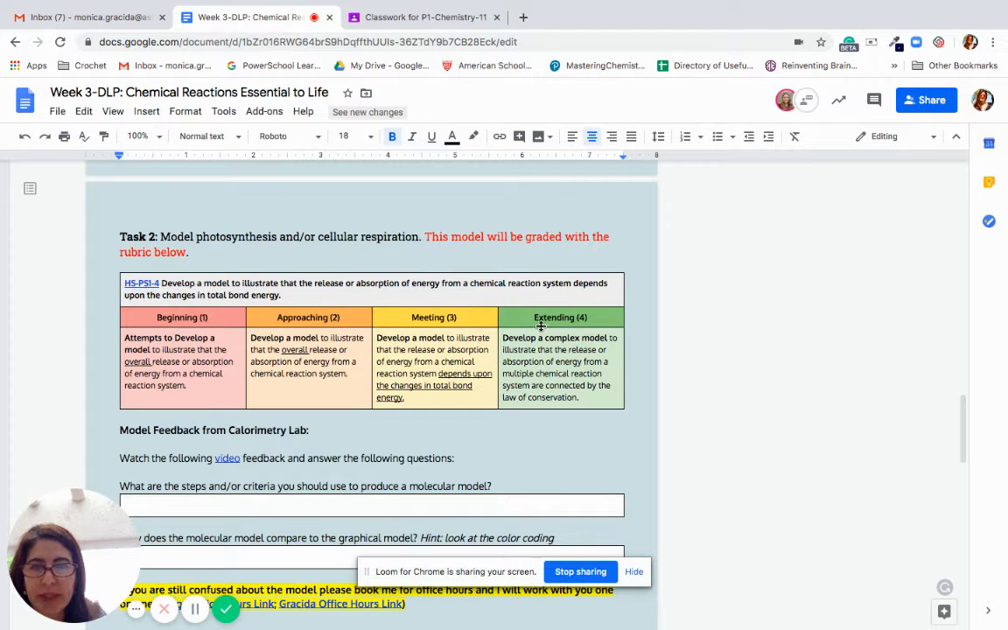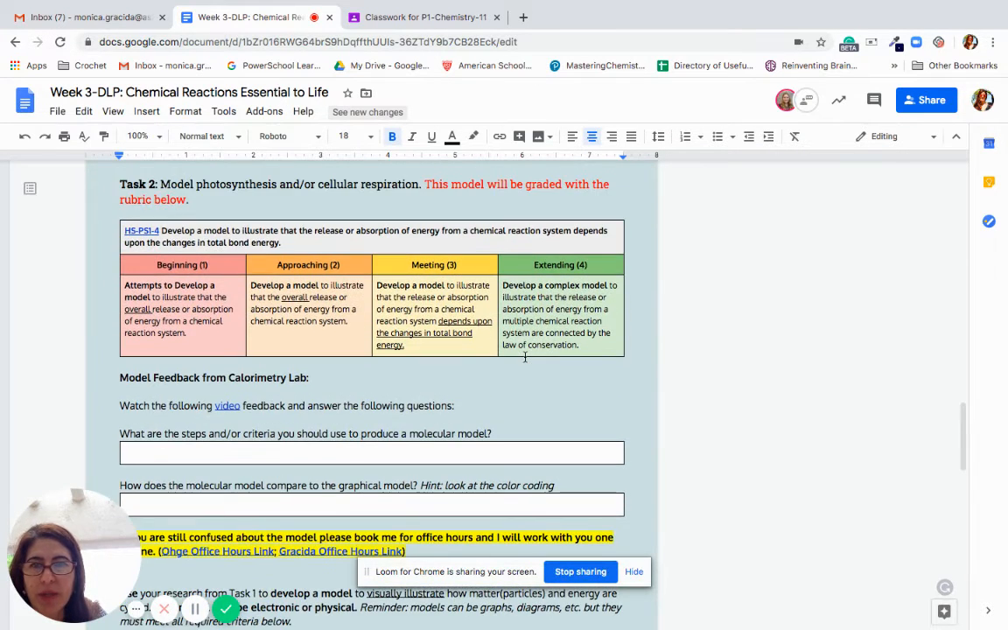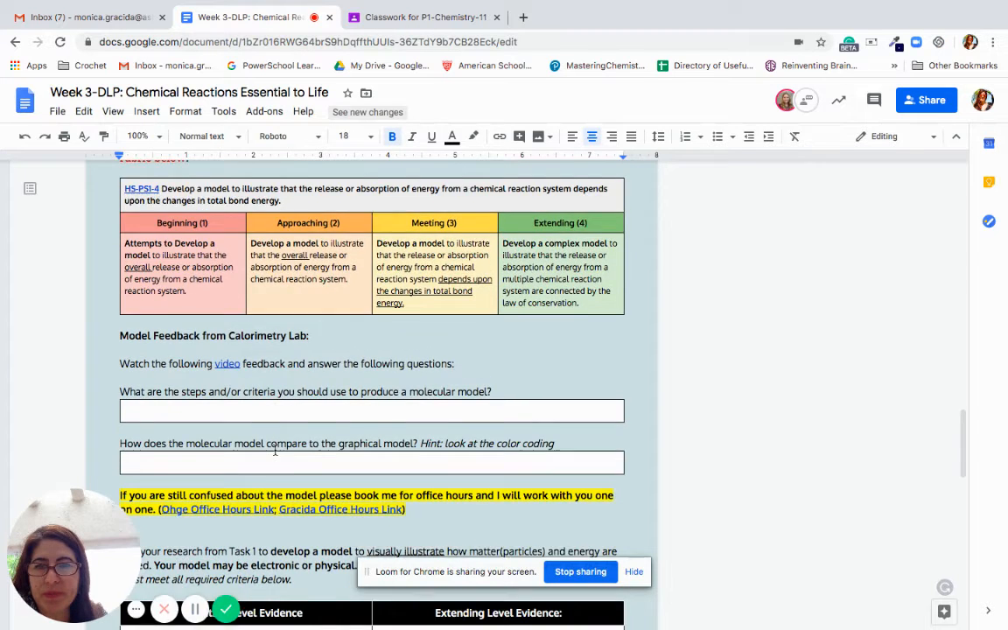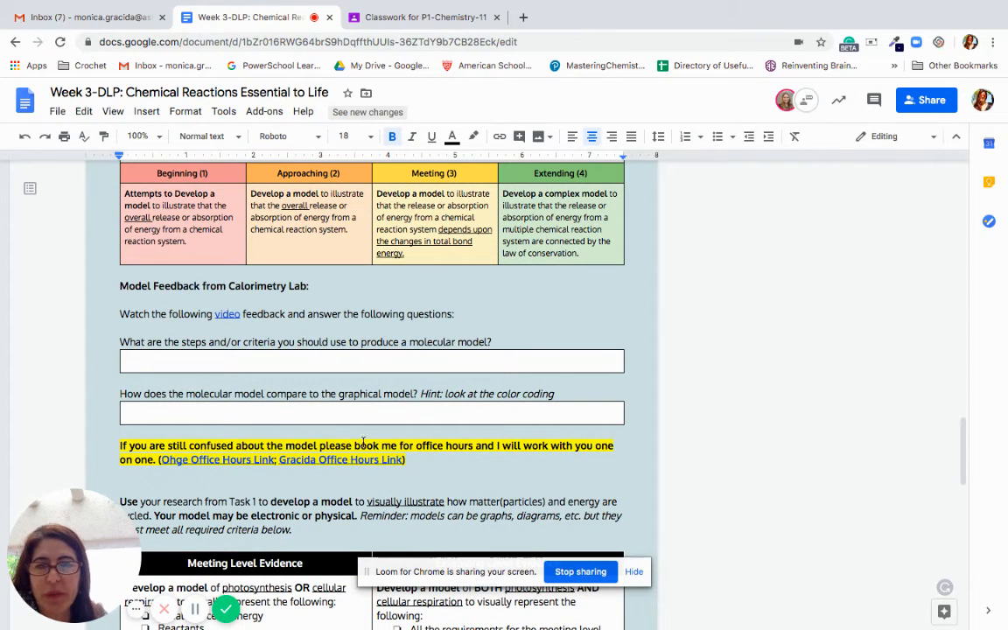The rubric is right here, and Miss Ogi very kindly did a video about the proper way to do models. This is the model feedback from the calorimetry lab. If you watch this video and answer these 2 questions, you will be better prepared to do a model. If you're still confused about the model, then you can book me for office hours, and I will work one on one with you. Click on this link and you can book me for office hours.